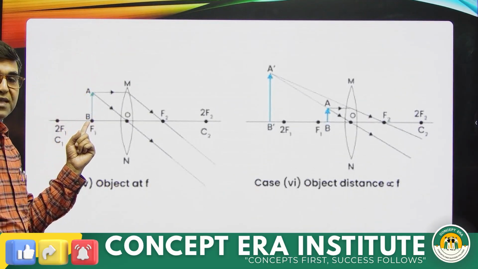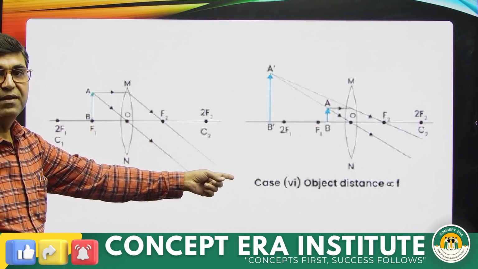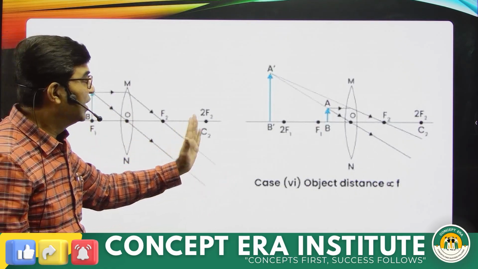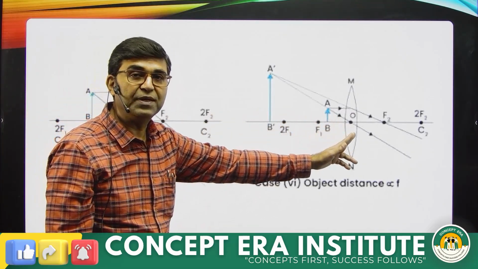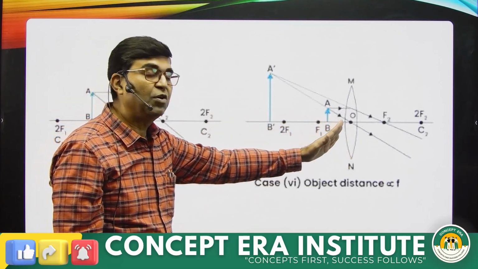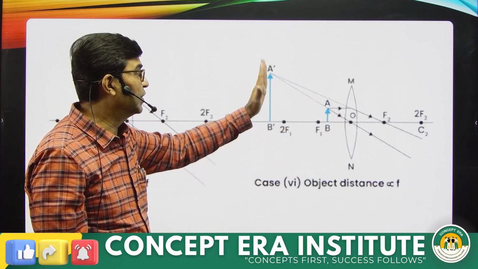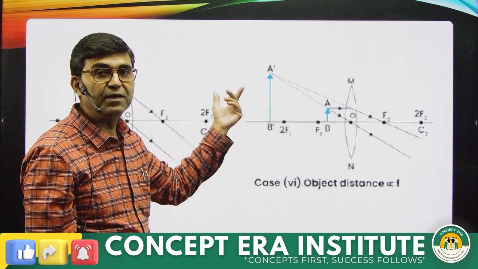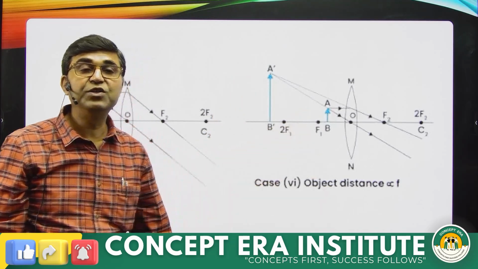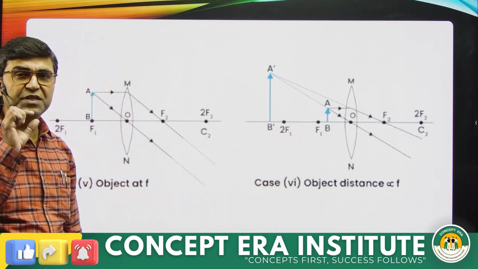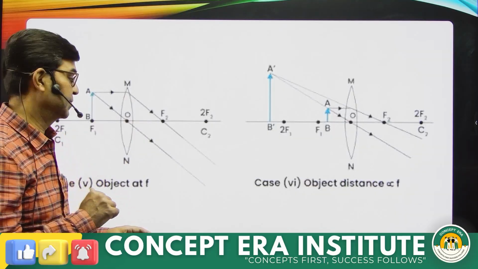When the object is at focus, image will be formed at infinity, real, inverted and highly enlarged. And if the object moves further closer, that is between focus and optical center, then the image is formed on the same side of the lens and it will be virtual, erect and enlarged. This is the particular case that is applicable when you are observing something very small through a magnifying glass.